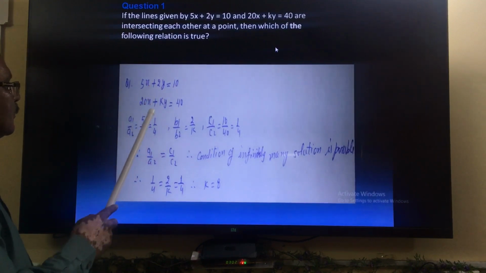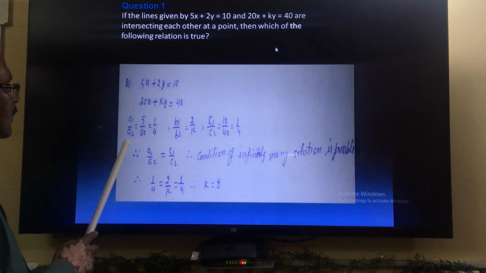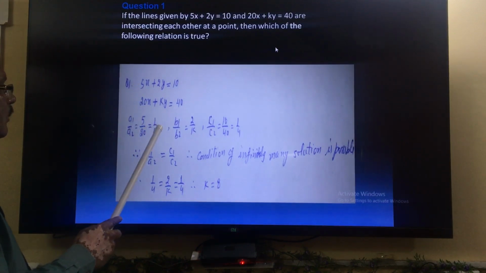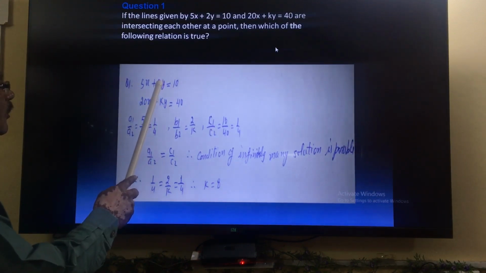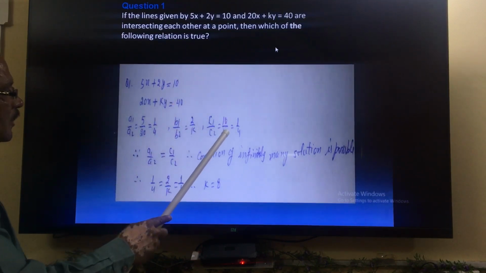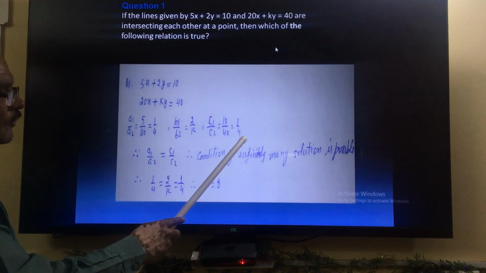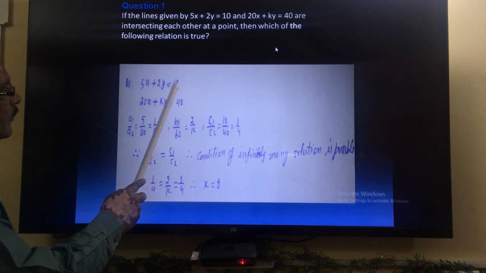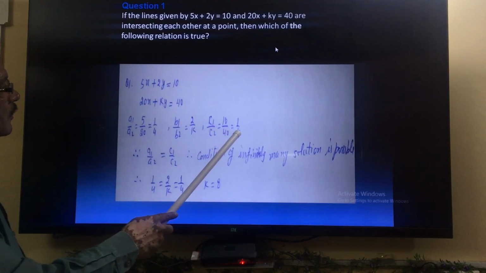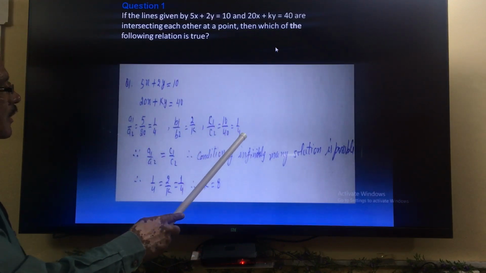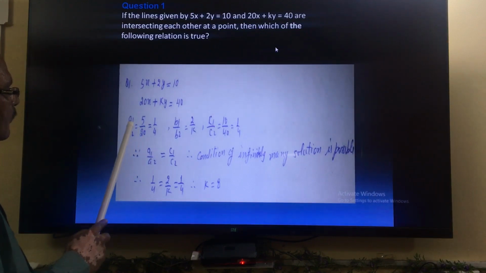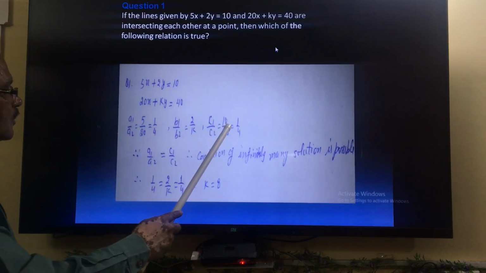From these two equations, we will find out the value of a1 upon a2, that is 5 upon 20 is equal to 1 by 4, and b1 upon b2, that is 2 upon k, and c1 upon c2 is 10 by 40, this will be equal to 1 by 4. Normally we are finding it after transferring all the terms to the left side. Still, if you find it directly, you will get the correct answer. Now we are observing that a1 upon a2 is equal to c1 upon c2.